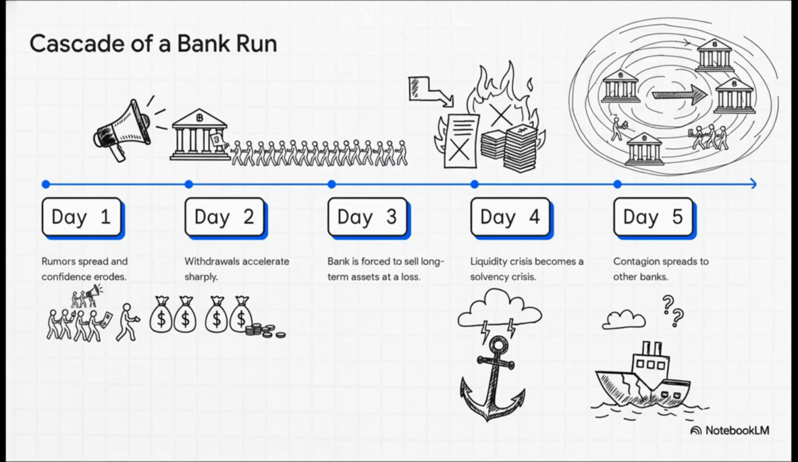And finally, depositors at other banks see this happening, and they start to get scared. They start wondering, is my bank safe? And they start pulling their money too. That is contagion. And that's how a single bank failure can threaten to take down the entire financial system.